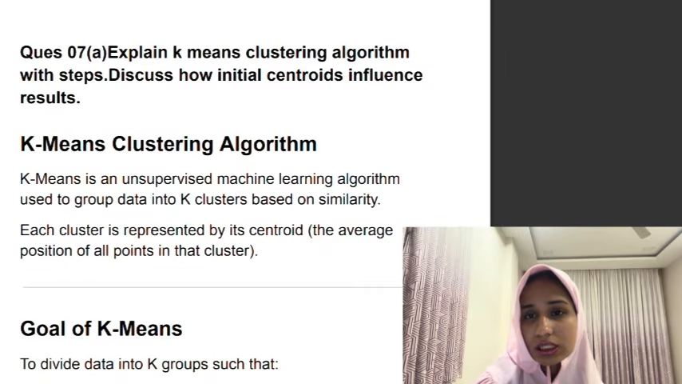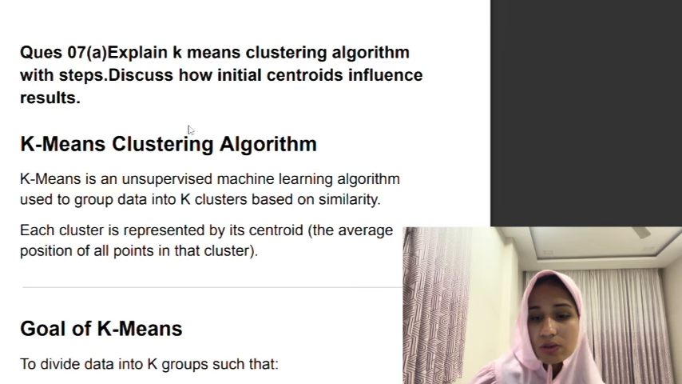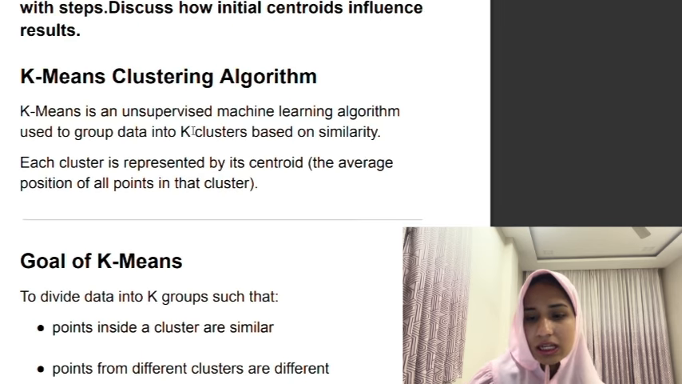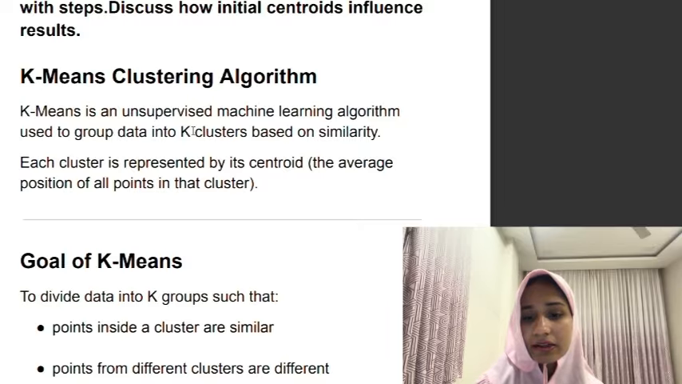Part A of question number 7 says, explain k-means clustering algorithm with steps. Discuss how initial centroids influence result. So, what is k-means clustering? It is an unsupervised machine learning algorithm used to group data into k clusters based on similarity. Each cluster is represented by its centroid. There is a mean center value which is known as centroid. So every cluster is represented by it.